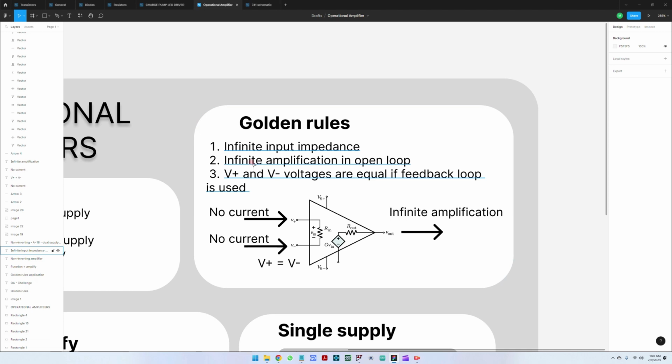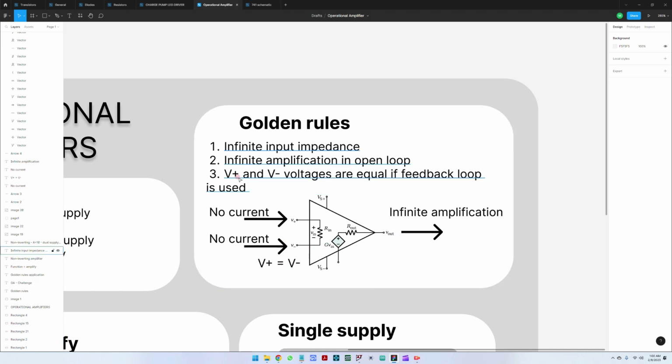The second golden rule is infinite amplification in open loop. So without a feedback from the output to the inverting input, the component shall have a very high amplification. As we've discussed, this can be in the thousands and even tens of thousands times bigger.